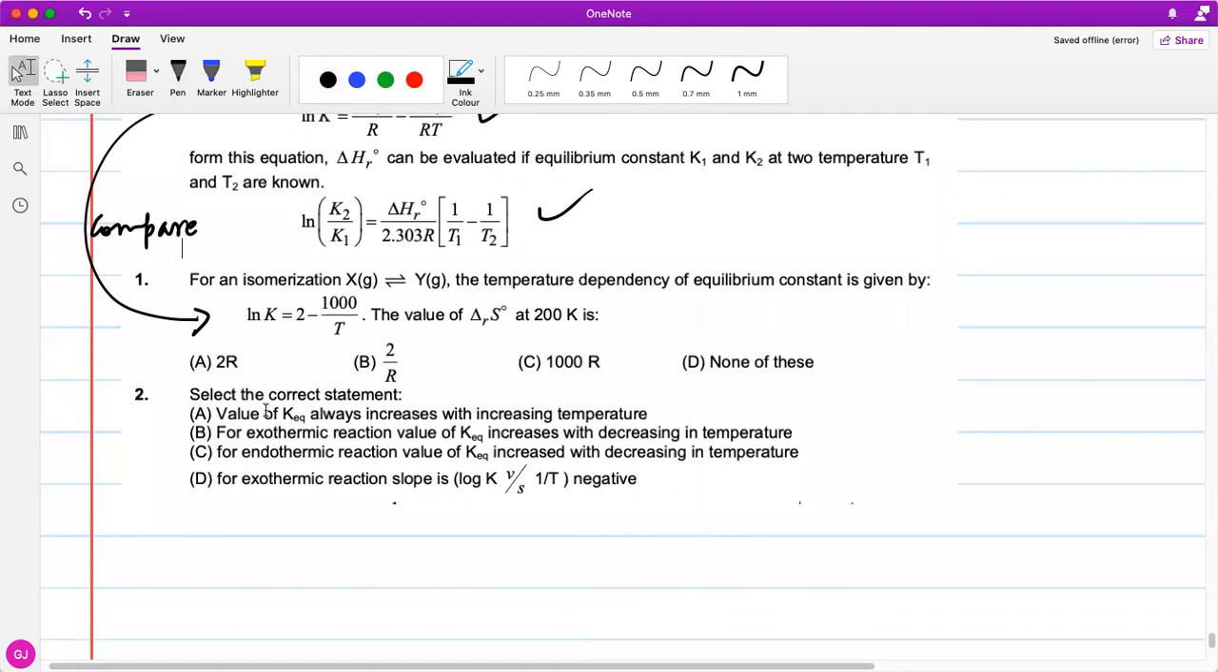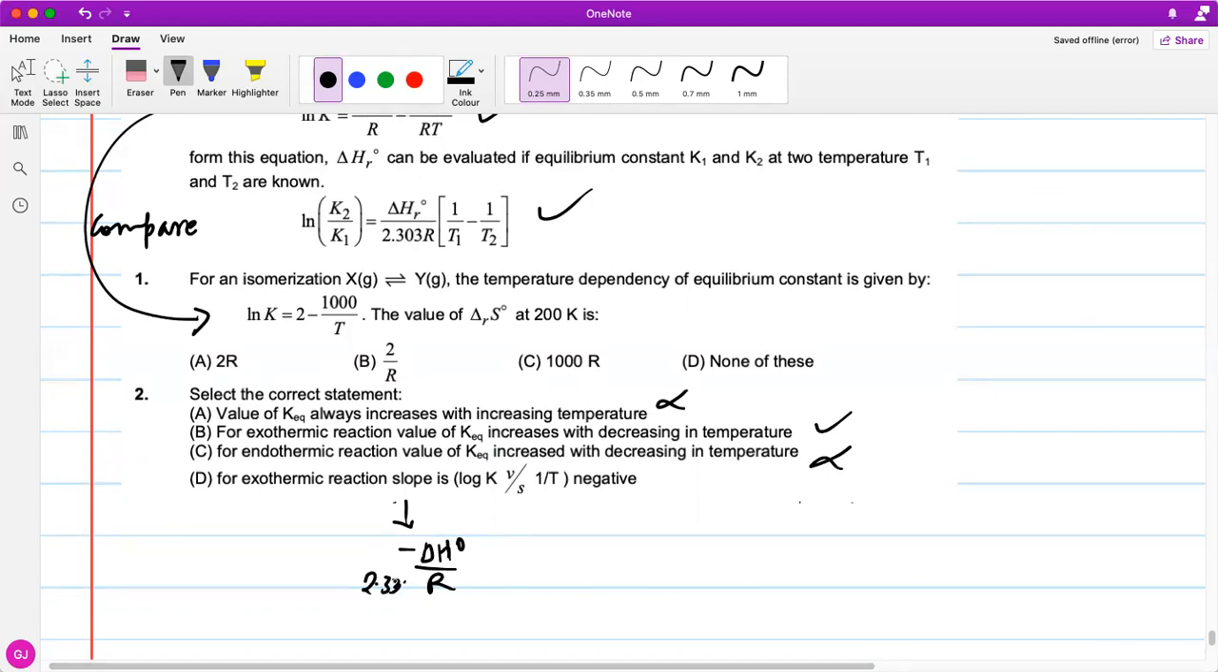Then the second question talks about the value of K equilibrium always increases with increase in temperature. No, depends upon whether the reaction is endothermic or exothermic. Exothermic reaction, K equilibrium increases with decrease in temperature. That is correct. For endothermic, K equilibrium increases with decrease in temperature. No, not correct. For exothermic reaction, the slope is minus delta H naught by R, log K versus 1 by T graph, or you can say 2.303 also has to be included because it is log.